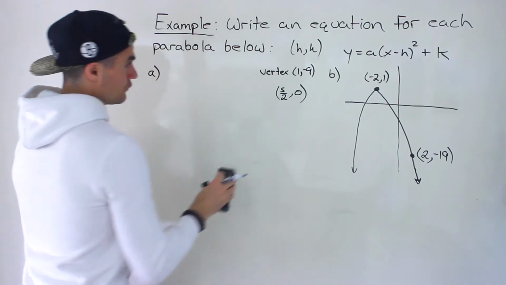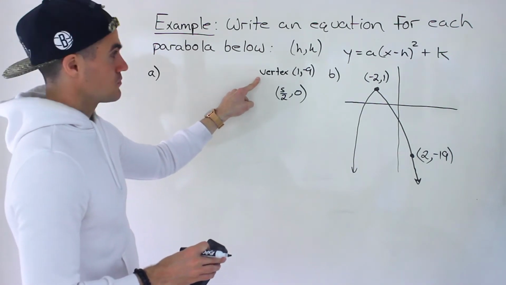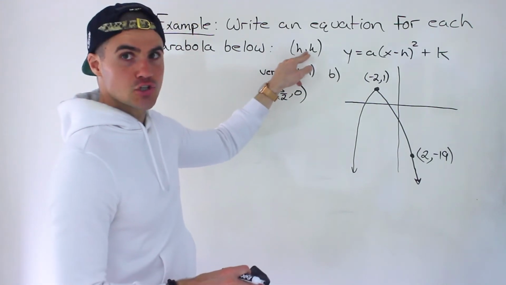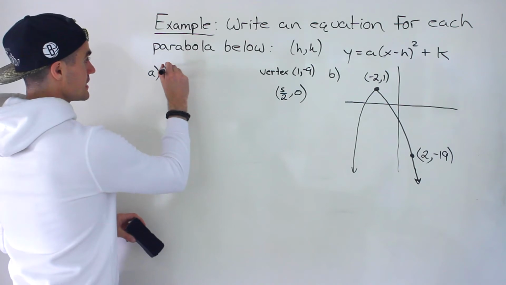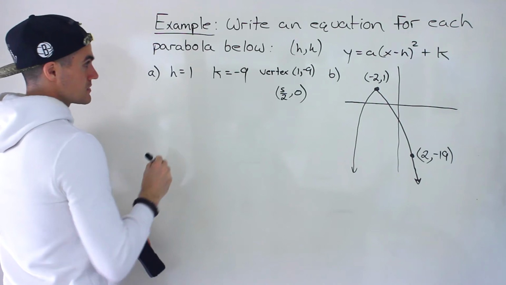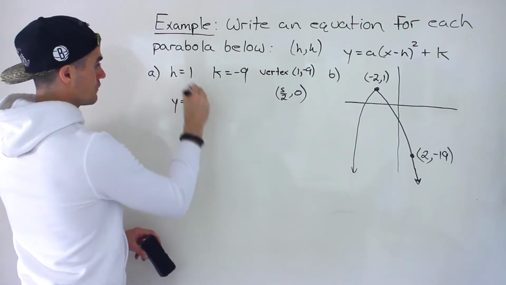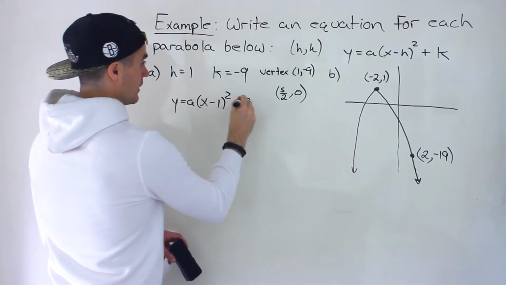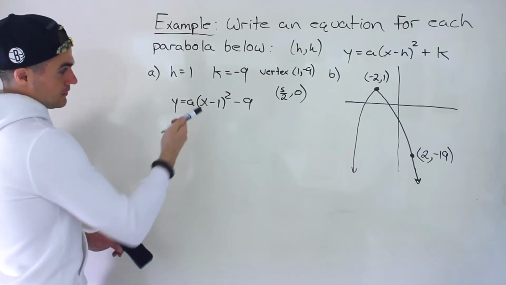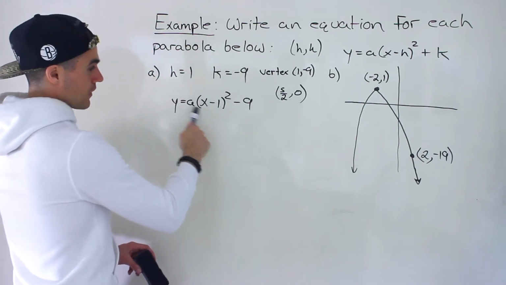So from here, if we're given a vertex as one of the points, remember we always want to use the vertex form for finding the equation because we automatically get the h and the k value. So in this case, the h value is 1, and the k value is -9. So all that's left to solve for is this a value. If we plug in the h of 1, we'll have (x - 1) squared, and then we'll have -9. And so from here, solving for the a value, the way we do that is we take that other point and then plug it in for x and y.